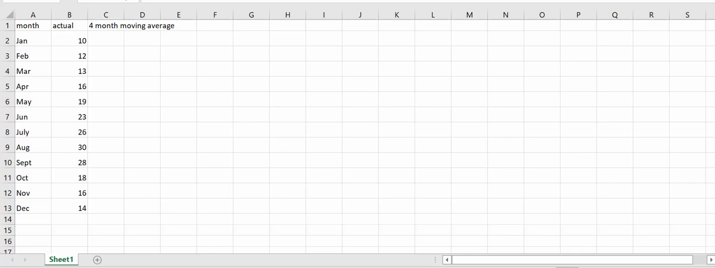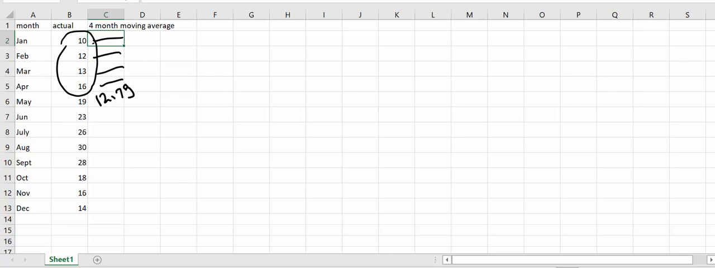Well, if we're going to use a 4-month moving average, for the first 4 months, we don't have enough data to do this. So for the 4-month moving average, there's nothing to report for month 1, 2, 3, or 4. So to come up with May's number, you're going to add April plus March plus February plus January. You're going to add those 4 numbers together, and you're going to divide that by 4. So you're going to have 51 divided by 4, or 12.75.